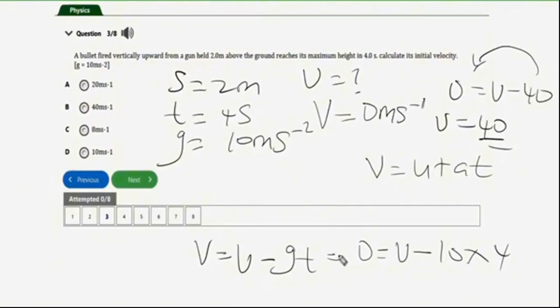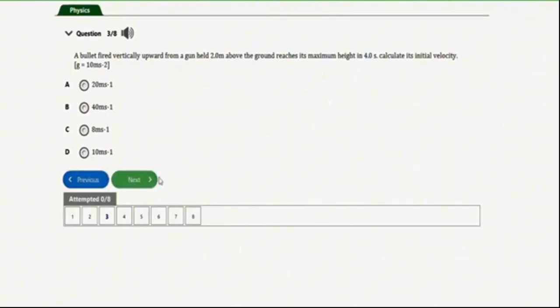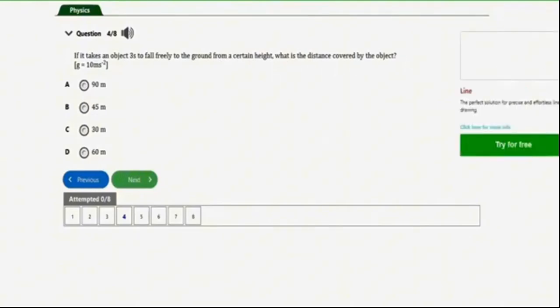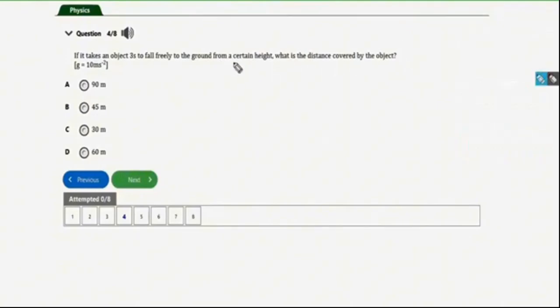Let's wipe this now and solve the next repeated question. Alright, so the next repeated question will be this question. It says, if it takes an object 3 seconds to fall freely to the ground from a certain height, what is the distance covered by the object? Okay, so in this question, we have our parameters. We have our t to be 3 seconds. We have our acceleration, the gravity g, to be 10 meter per second square. We are looking for the distance x, which is unknown.